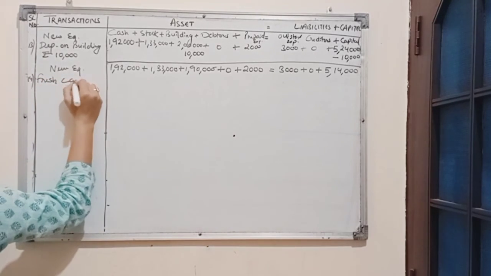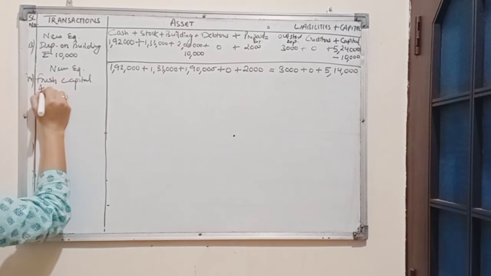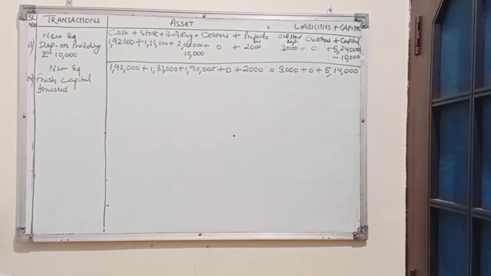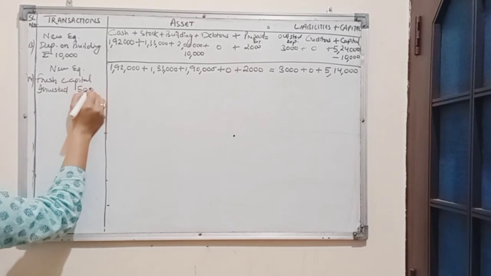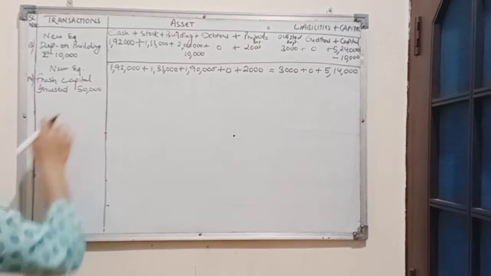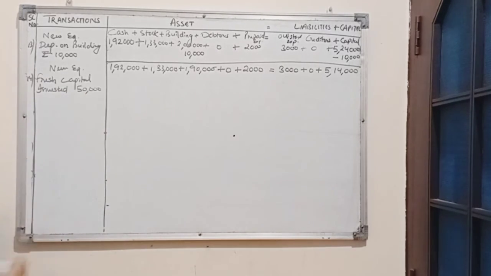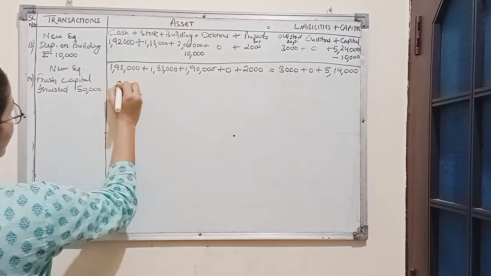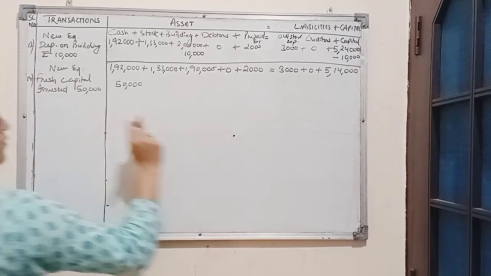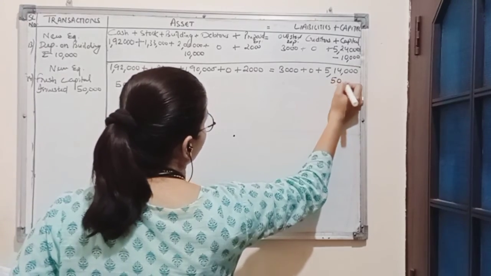Fresh capital invested. So here new capital invested rupees 50,000. That means 50,000 cash has been received by the firm. So here 50,000 will be added in cash column as well as capital column.